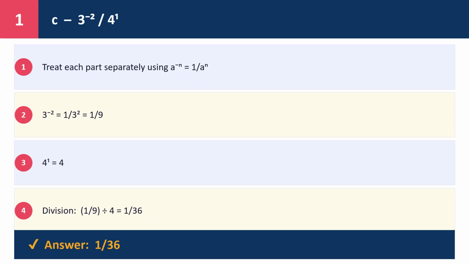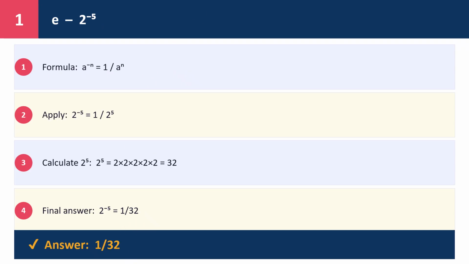Now let's write. 3 power minus 2 is 1 by 9. Already we have division. It's a fraction, right? So by 4. Okay, this is the actual step. Now can you see we have two denominators? We have 9 as a denominator and 4 is also a denominator. If you have two denominators, you have to multiply the denominators. So 9 into 4 is 36. So the final answer is 1 by 36.